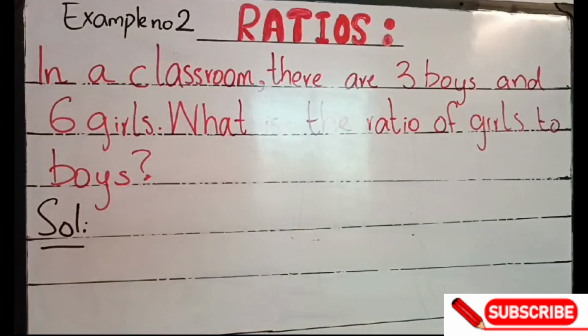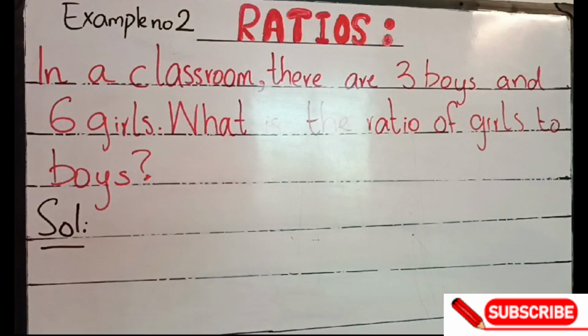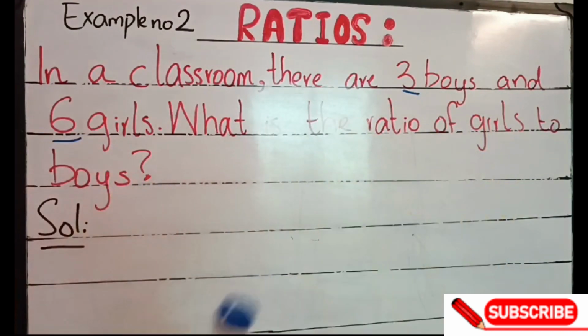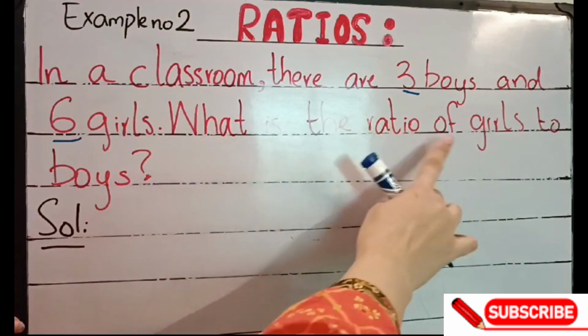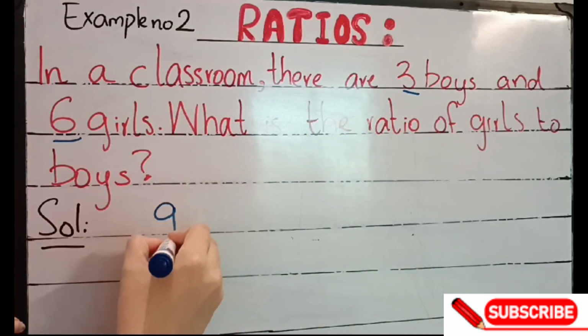Now let's look at example number 2. It says, in a classroom there are 3 boys and 6 girls. Number of boys are 3 and number of girls are 6. What is the ratio of girls to boys? Now again, what do we have to find? We have to find out the ratios. But you have to see what is written in the question. What is the ratio of girls to boys? It means the girls' number will come first.